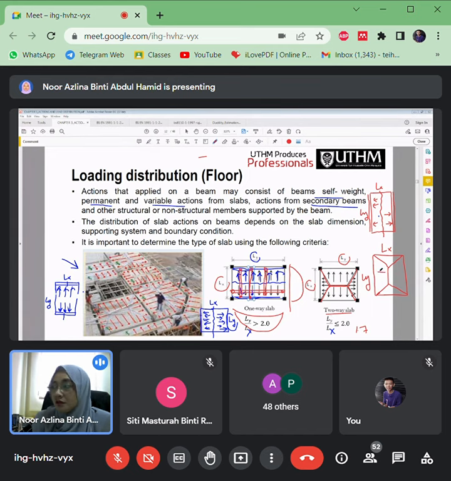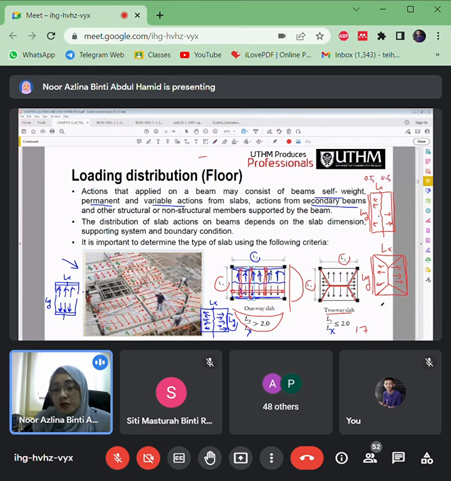Okay, so this is how the load transfers. That means this trapezium area will transfer to this beam, there's a portion of it. For one way, it's just half, right? 0.5, 0.5 is quite easy.